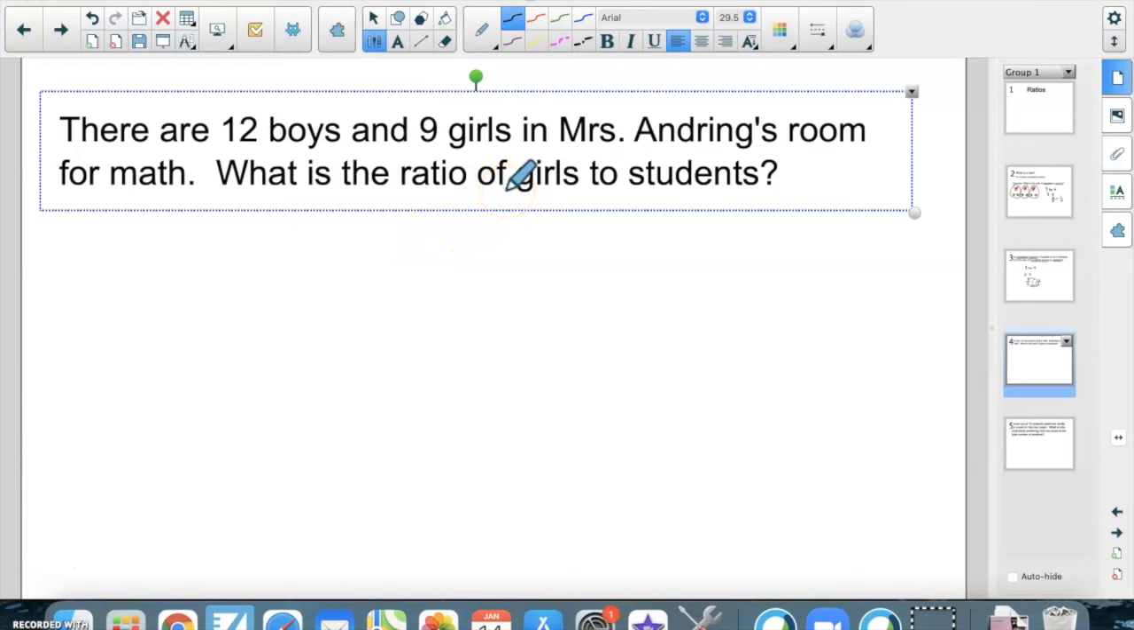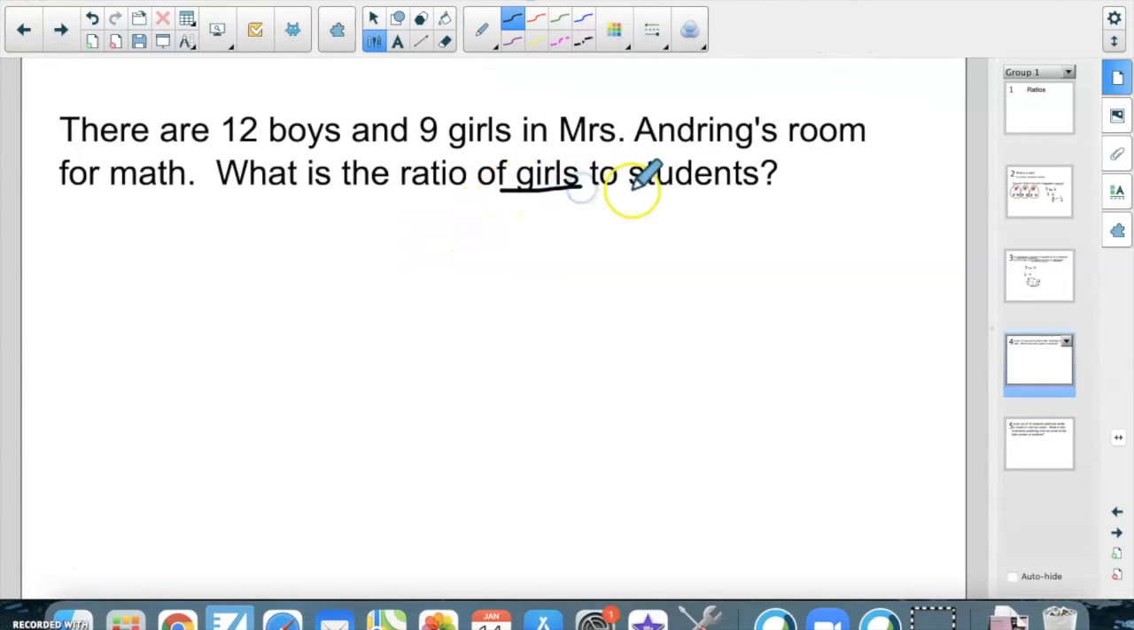All right, so it's asking girls to students. How many girls are there? 9 girls. So my first number is 9. Okay. Now again, you have to read carefully because it doesn't say girls to boys. It says girls to students. Well, the boys are students and the girls are students, right? So we have to add those two. So 12 plus 9, do you know what that is?